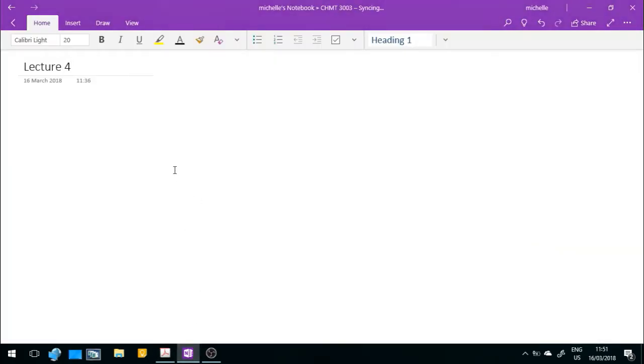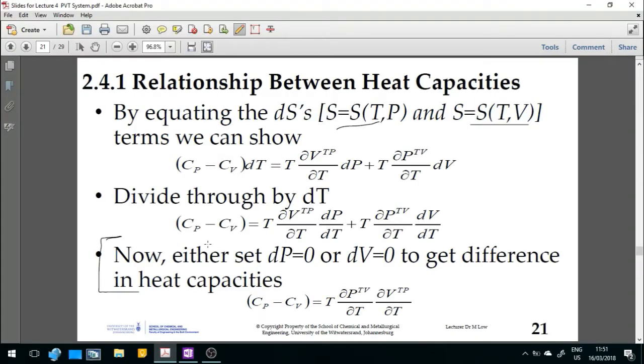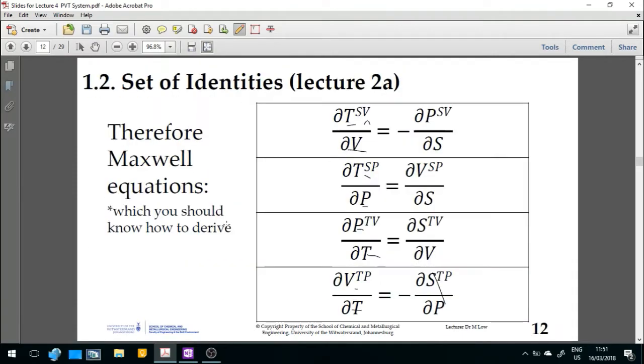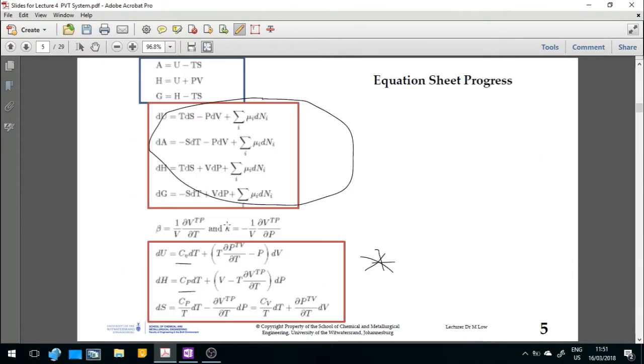So essentially what you need to walk away from in lecture 4 is the appreciation for knowing where the equations on your equation sheet come from. So let me just write them, particularly these equations over here. So it's getting appreciation for where these equations came from. So these equations over here, dU equals Cv dT plus T(dP/dT)v dV, were derived in this lecture, and that's what you just need to walk away from.